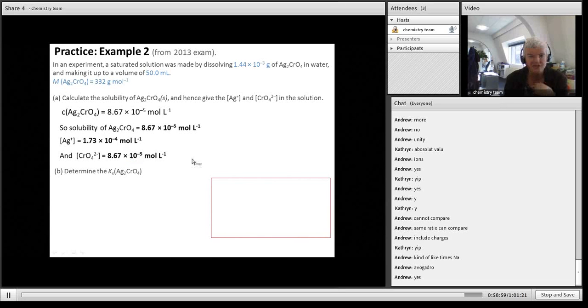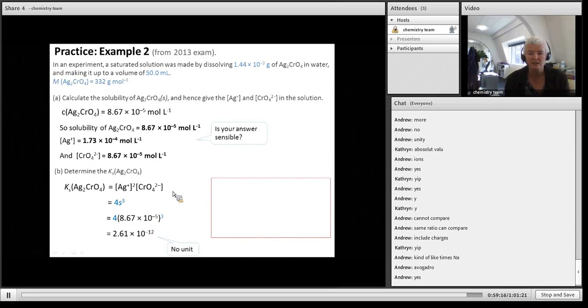Is your answer sensible? Always check that. So here we just work it out using the same method we did earlier when we were calculating solubility product. That's 4s cubed, and so we just work it out. And here's another, the longer method, where we just take those values. Okay, the silver is 1.7, and remember we've got to cube it. We don't double it in here because we've already doubled it over there.